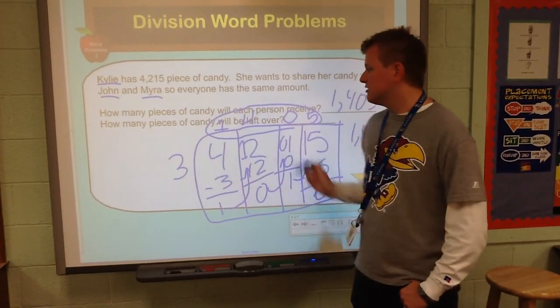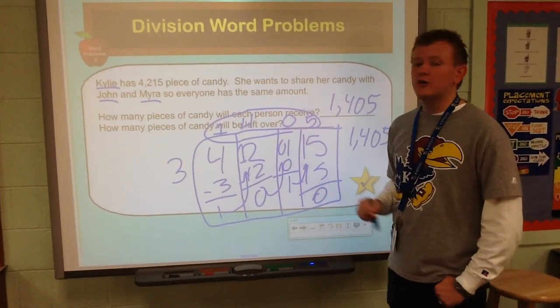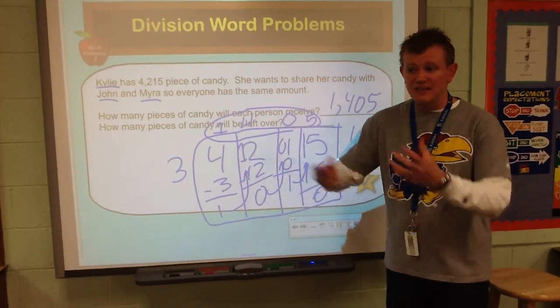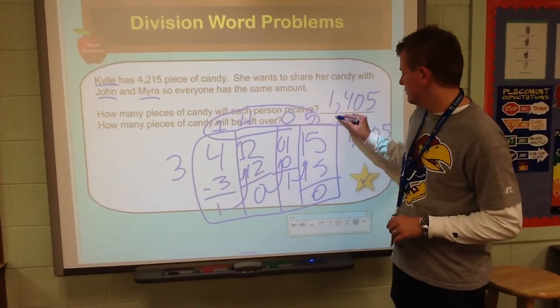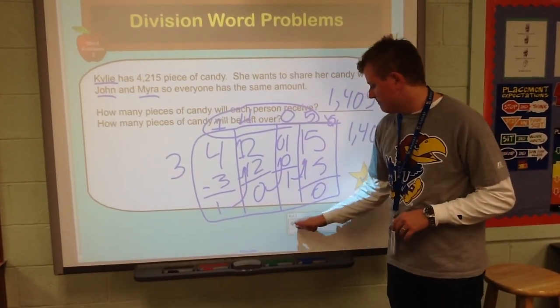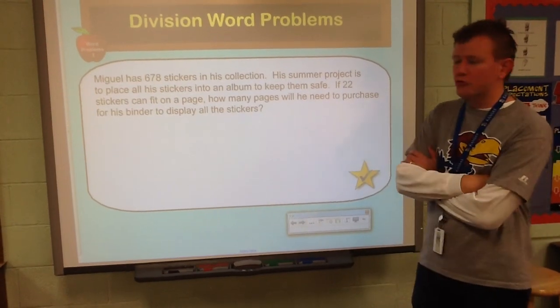1,405. How many pieces of candy will be left over? There wasn't a remainder. So will any piece of candy be left over? No. 0. All right. This next problem, I'm going to read it to you.